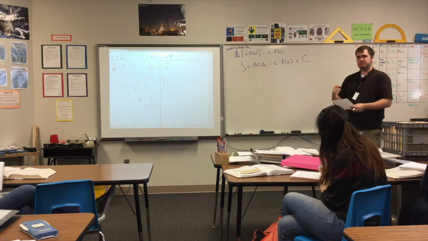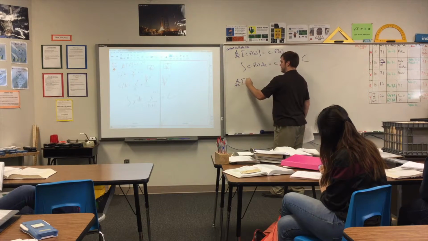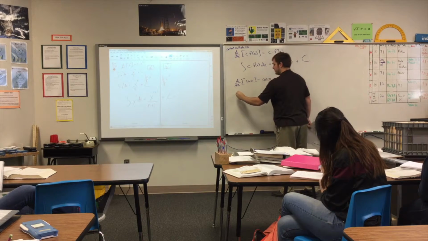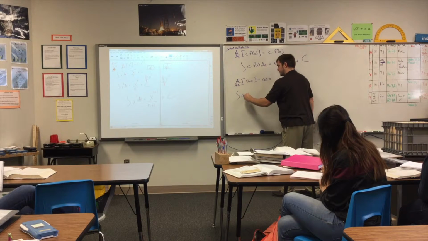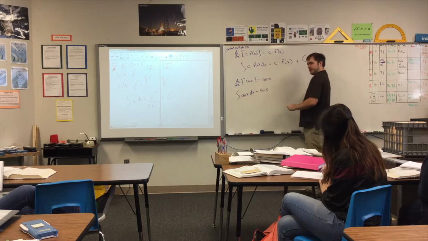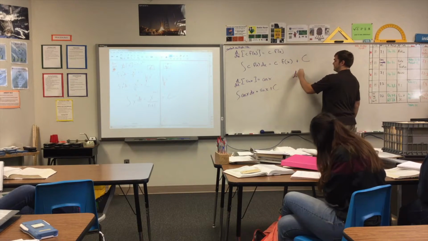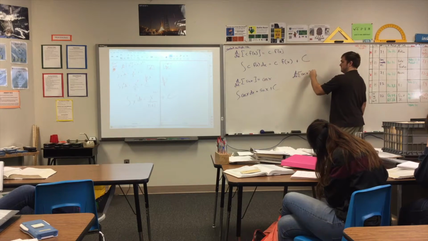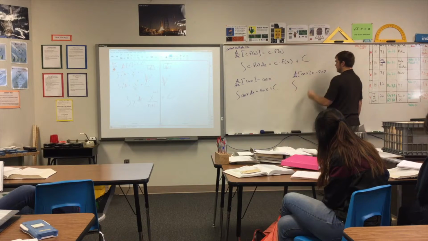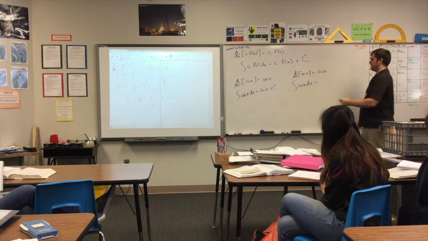Also, trig functions. The derivative with respect to x of sine was cosine. So therefore, the integral of cosine x dx is equal to sine x plus c. You're catching on. The derivative with respect to x of cosine x was negative sine x. So now I've got a decision. Do I want to put negative sine x inside here, or just sine x? It's going to be negative cosine.